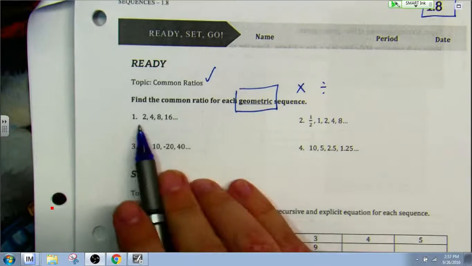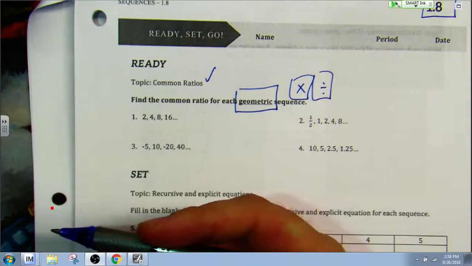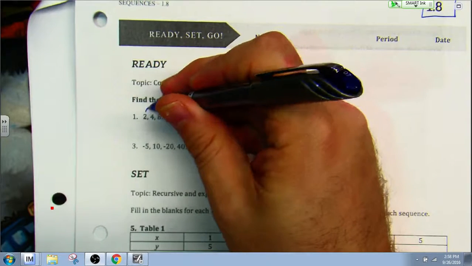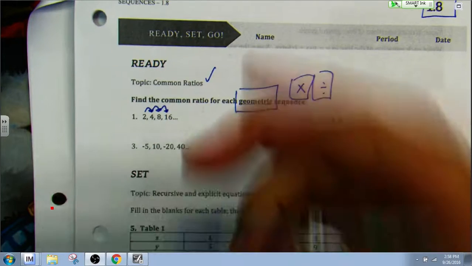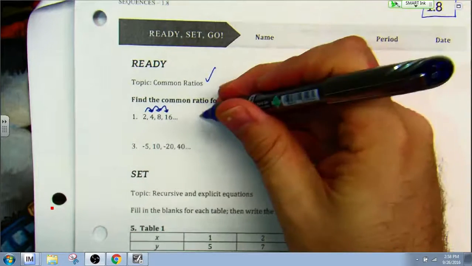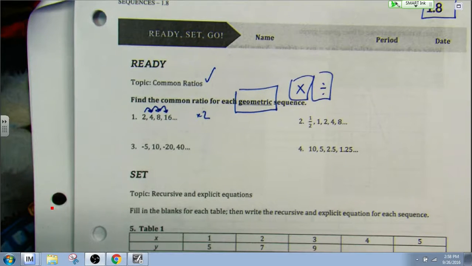So when I look at number 1 here, I'm already looking for either multiplication or division as I go from one term to the next. So I see I go from 2 to 4 to 8 to 16. And if you see that quickly, you can see that the common ratio is going to be times 2. But maybe you didn't see that so quickly. Maybe it took a little bit of work.